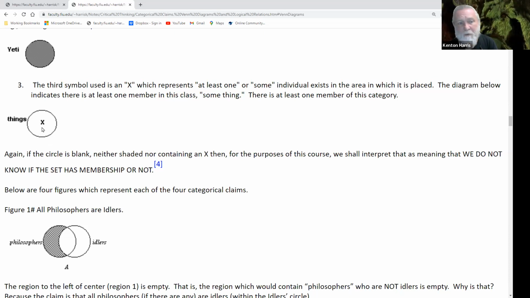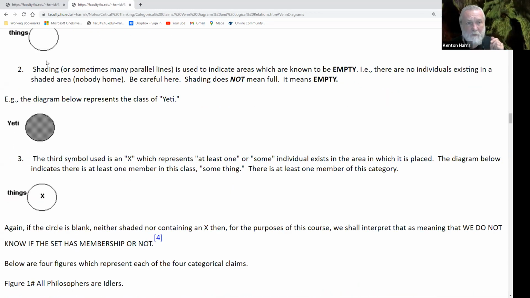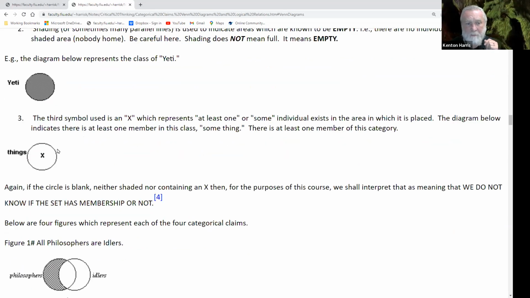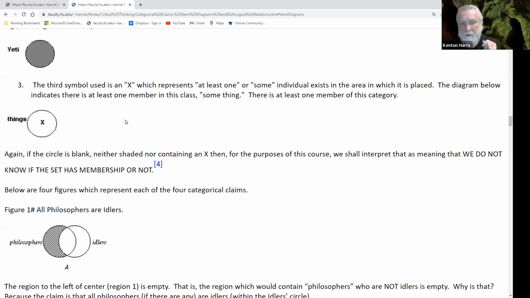And then the third convention used by Venn diagrams is placing an X. Placing an X means there is at least one object in this region. There might be more, there might be lots, there might be hundreds, but the X indicates that there is at least one member of this class of things. So again, to review, the circle indicates the category, shading indicates that the category is empty, X indicates the category has membership.